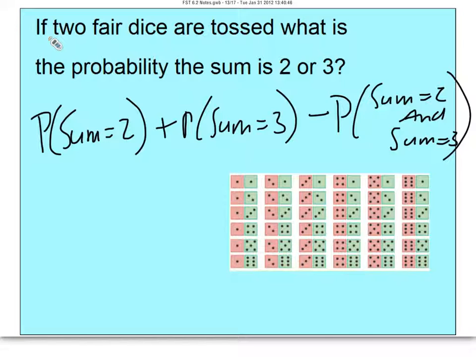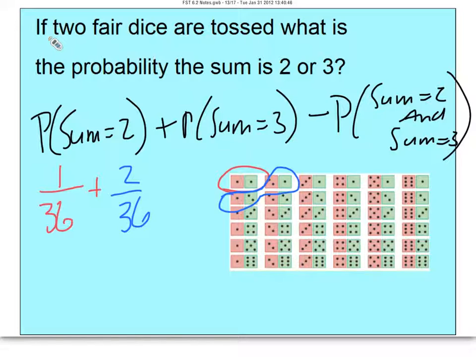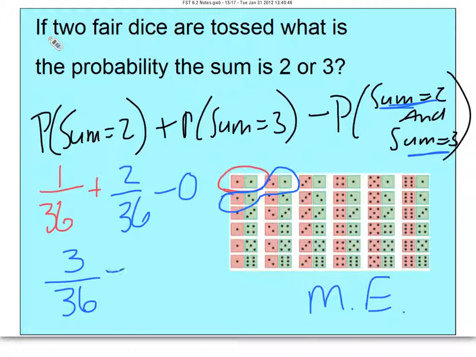Okay. The sum is a 2 is right here. There's going to be 1 case out of 36. Sum is a 3, I have 2 out of 36. I can tell there's no overlap, but think about it. The sum is 2, and at the same time, the sum is a 3. You can never get the sum of 2 and the sum of 3 at the exact same time. It's impossible. These events are mutually exclusive. The fraction goes to 3 out of 36, which is going to be 1 out of 12.